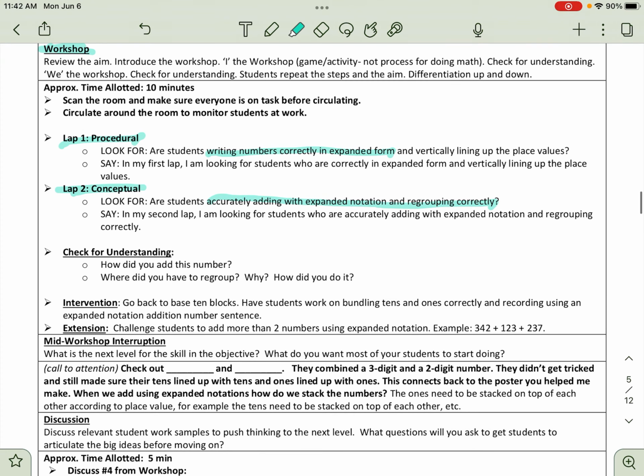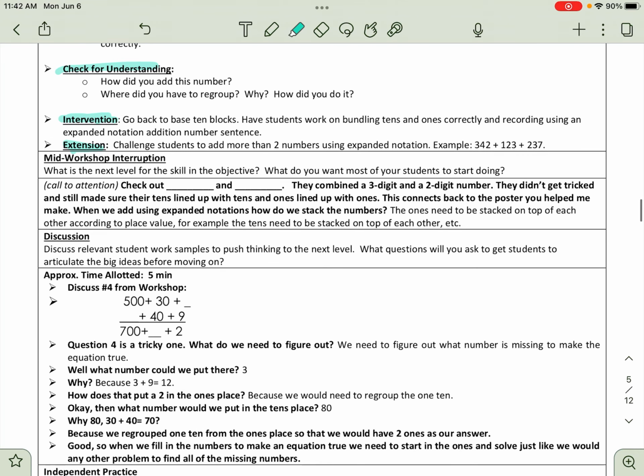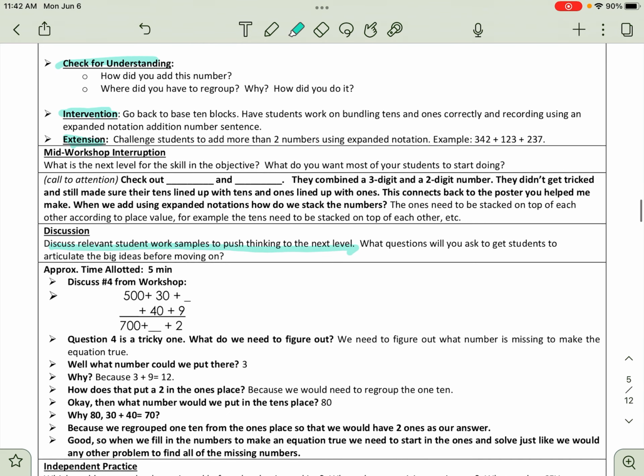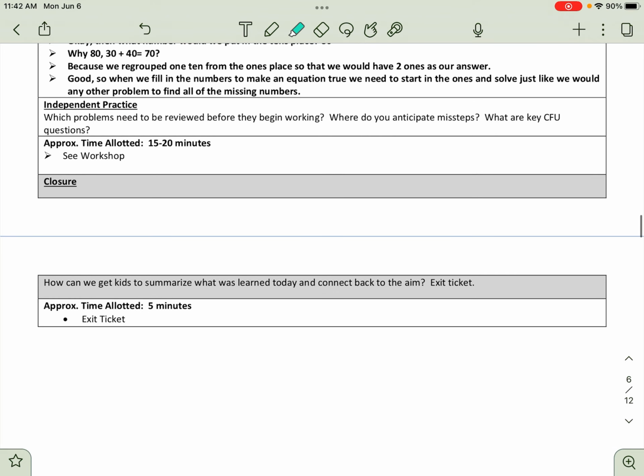Then it gives me an intervention, a check for understanding, and an extension. So the intervention is, oh, I'm not really understanding. The extension is, I'm understanding, and I'm going to put this on your plate too to give you some more information. There's a discussion aspect where we're pushing the thinking to the next level. And then down here we get to our closure, which is our exit ticket. And that is the end of the teacher plan.